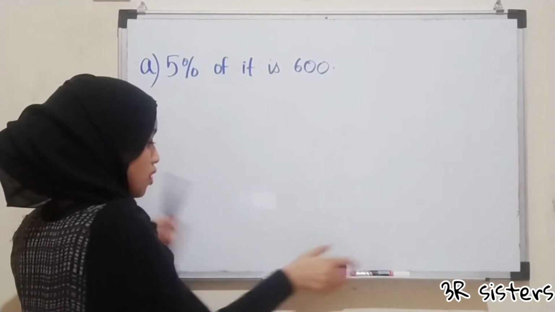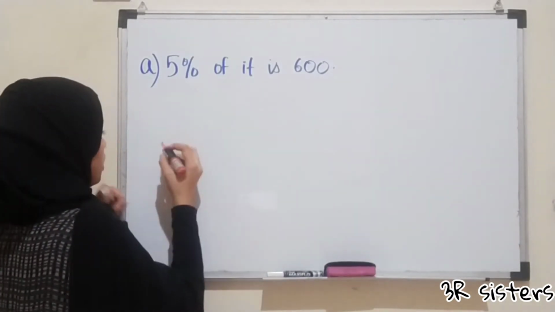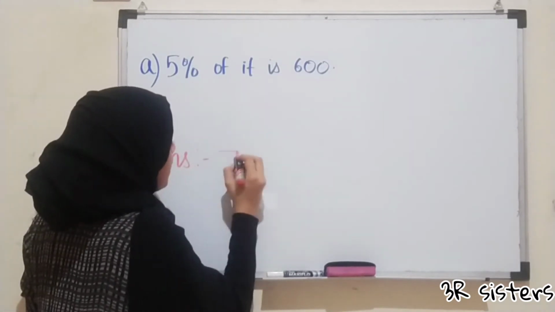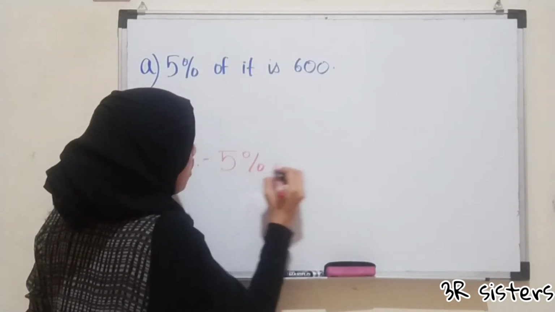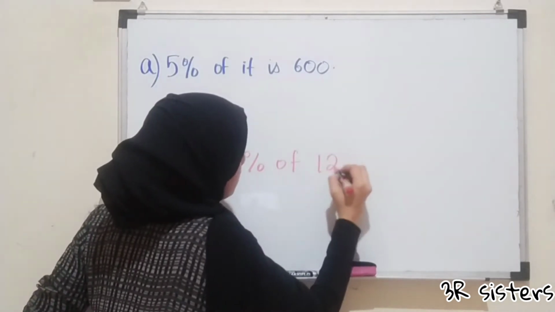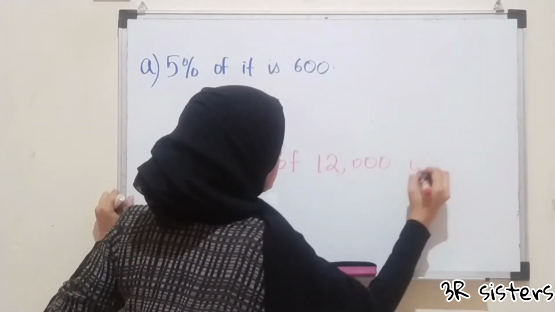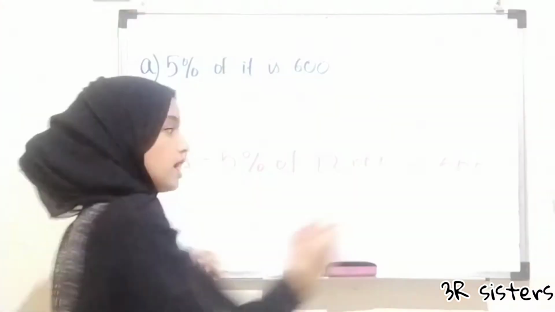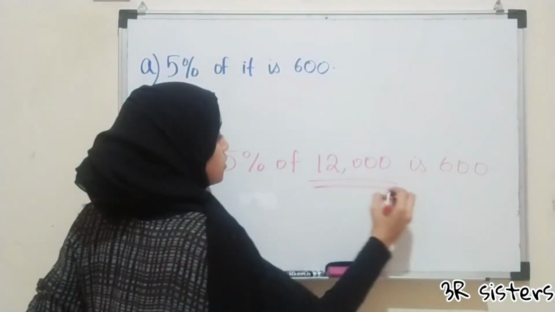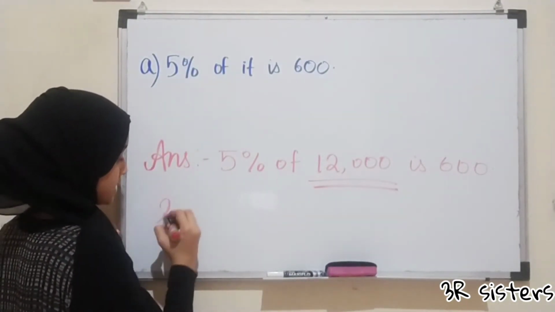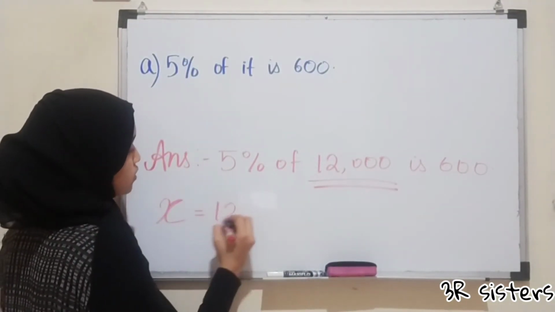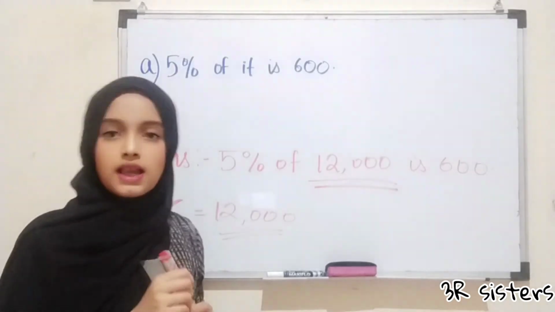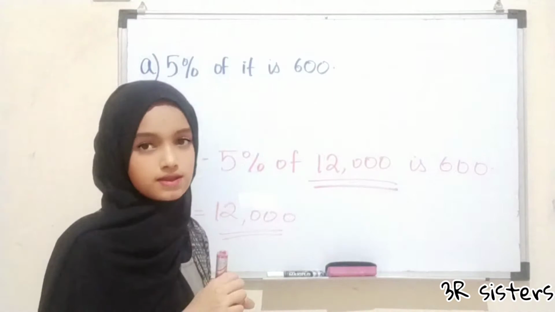Now we can write the sentence: the answer is 5% of 12,000 is 600. This is our answer. We got 12,000, so x is equal to 12,000. Now let's move to the B question.